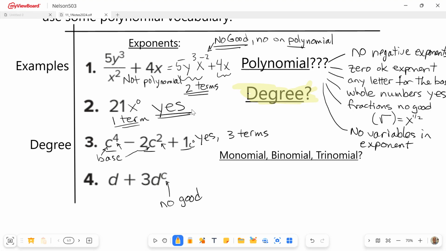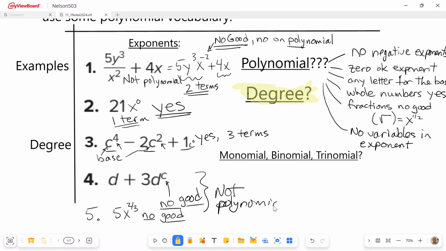All right, so what did we have? Number 2 is a yes, and number 3 is a yes, and 1 and 4 were no's. I didn't see an example of a fractional exponent, so let's put one down. Let's say you had like 5x to the 2/3 power. This would be no good because of the fraction. Not a polynomial. So these two are not polynomials, and problem number 1 was a polynomial.